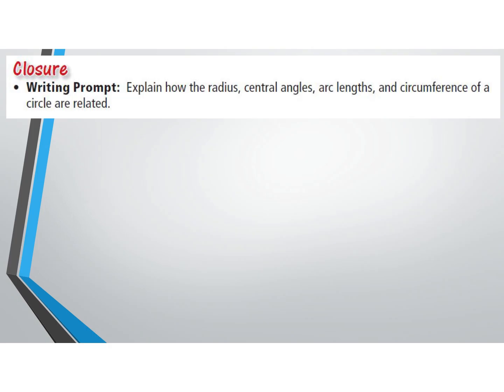Okay, people, you have to answer this last exit ticket, okay? I just need you to explain how the radius, central angles, arc lengths, and circumference of a circle are related. It can be as simple as, oh, they're all parts of a circle, okay? It could be as complicated as you use the radians to figure out this, to figure out that, okay? Whatever floats your boat, whatever means the most to you.